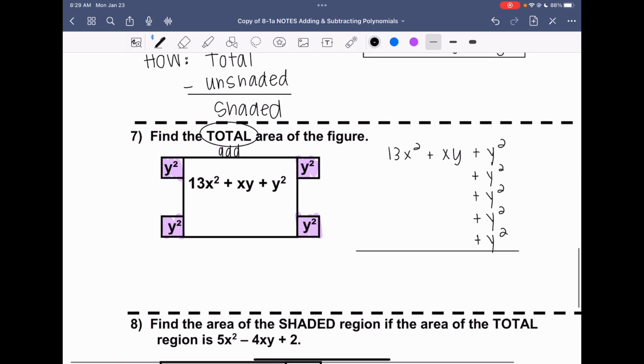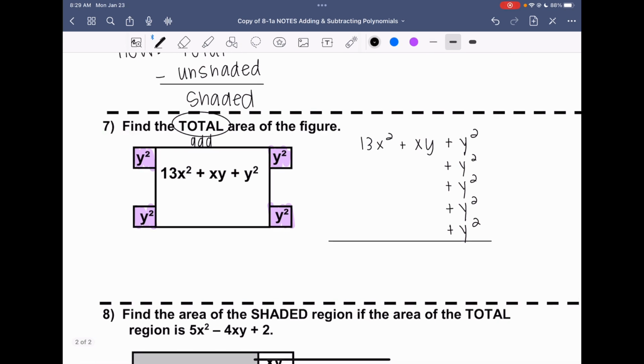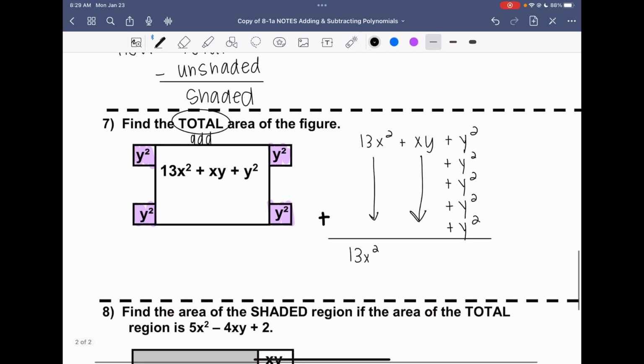Okay, so remember, when we're trying to find the total, our how is adding everything up. So again, I'm going to add, but I don't have anything to add with x squared, so we just bring that down. I don't have anything to add with xy's, so I just bring that down, and I keep the sign that's in front. But how many y squareds do I have? Because remember, there's imaginary ones here. So it's 1y squared plus 1y squared plus 1 plus 1 plus 1. So all together we have 5y squared. And that's the total area.